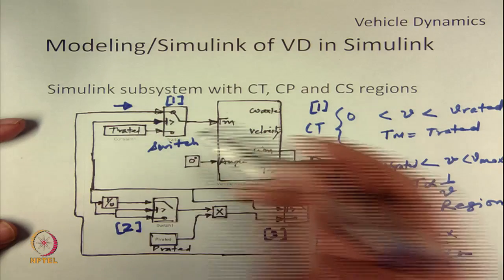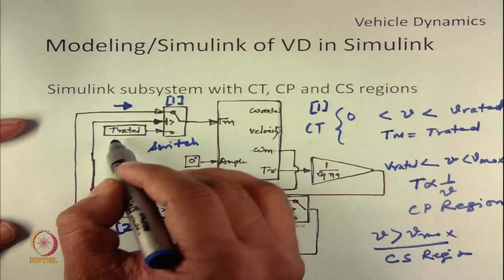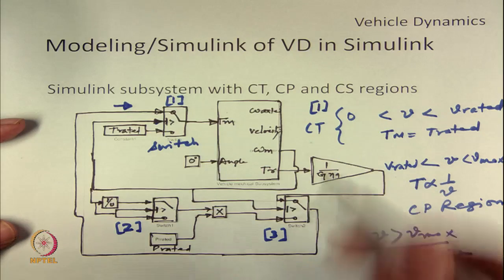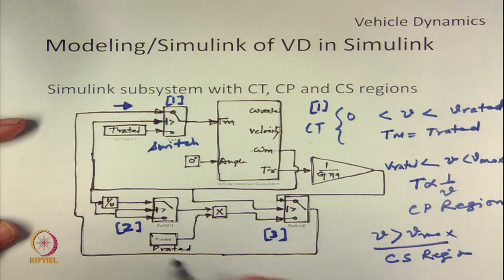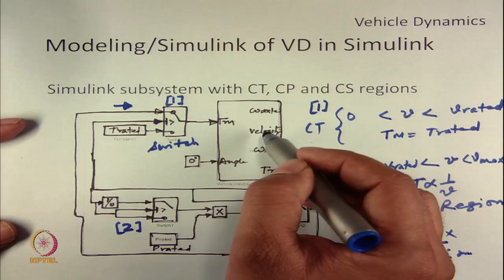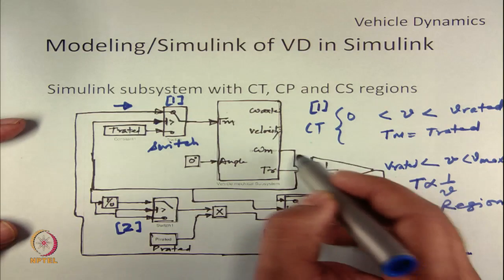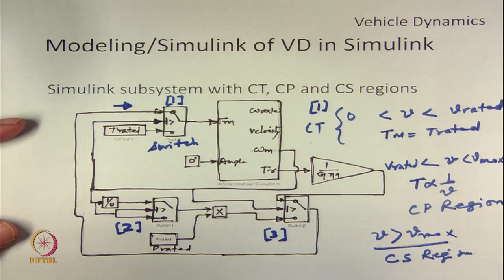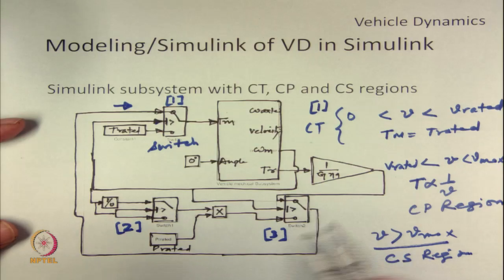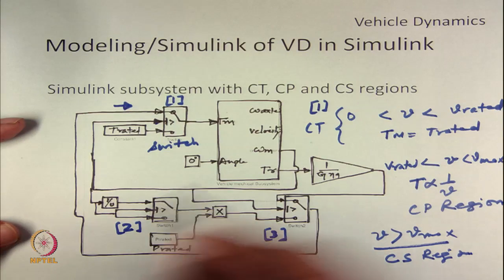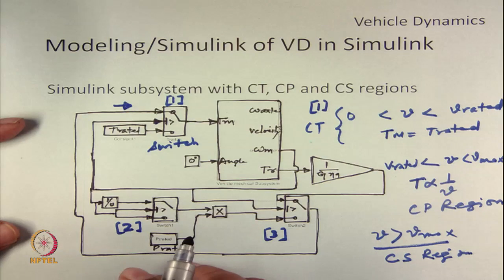So, first in constant torque mode, based on speed feedback, T rated will be selected. When omega m is greater than omega m rated, P rated by omega m will be selected as torque input to your system, and when omega m is greater than omega m max, this switch will be selected, losses. So, here we only supply losses. So, this kind of intelligence can be incorporated, and we can get all these three regions of operation.